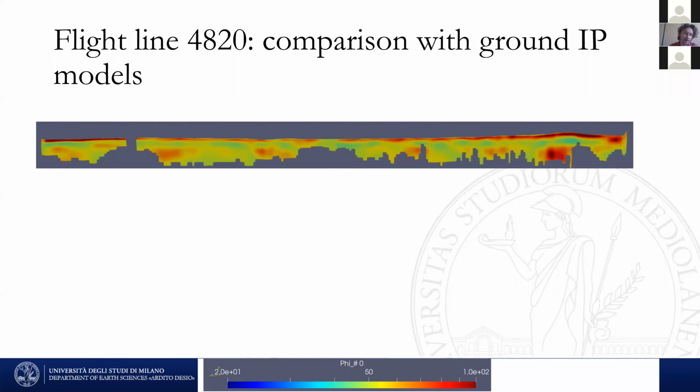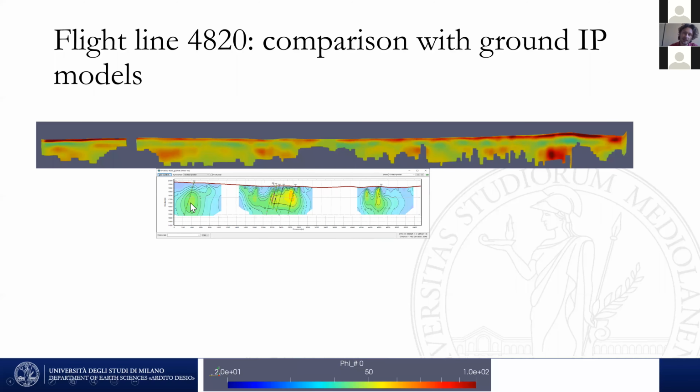Finally, for this site, the comparison between, this is actually the second last thing I'm going to show. So this is the phase, the IP that has been imaged from airborne inversion. And here in the bottom part, we have the phase that was imaged from the galvanic data. And again, there is a really nice correspondence between the anomaly found on the ground and the anomaly found from the airborne data. Here we see the anomaly more on the right.